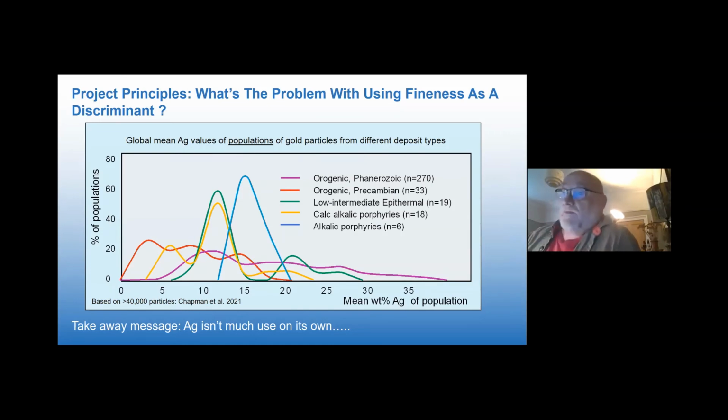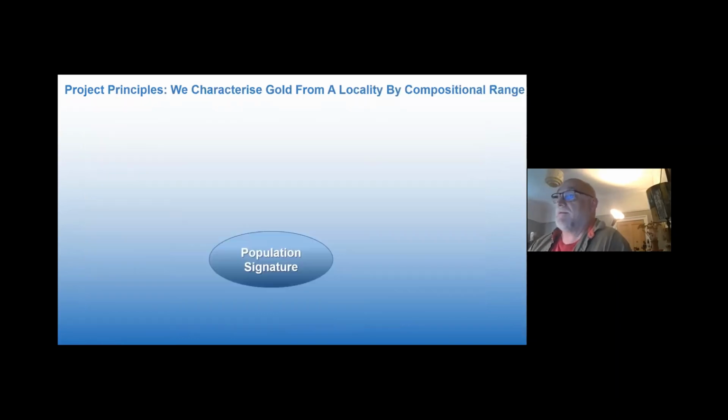As I said, most people are familiar with the concept that gold contains silver. And here is a plot distilled from 40,000 individual analyses that gives the mean silver values of populations from different deposit types. The reason I've put this up here is because it's quite clear that these are focused in this sort of 6 to 20% silver range. So if you find a gold particle and find out it's got 8% silver, it really doesn't tell you much at all, because it's not at all diagnostic for the source deposit type.